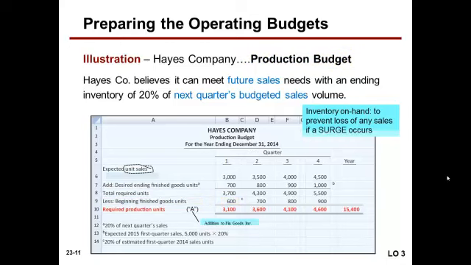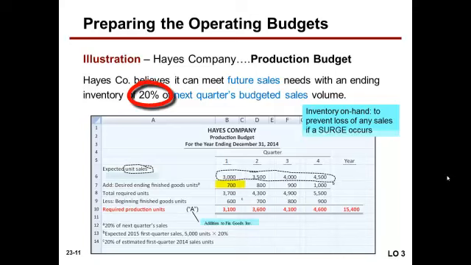So, starting with our expected sales units: 3,000 first quarter, 3,500 second quarter, 4,000, and 4,500 in the last quarter. Our first question in the first quarter: how much to produce in total? How much ending inventory do we want at the end of the first quarter? 700 units. How do we calculate that?